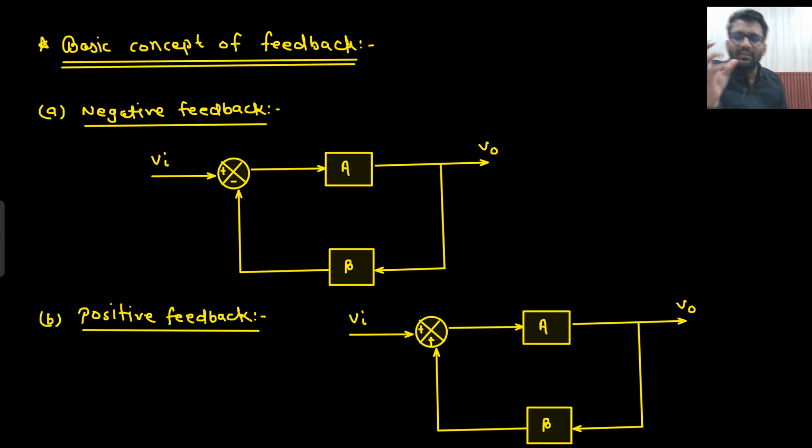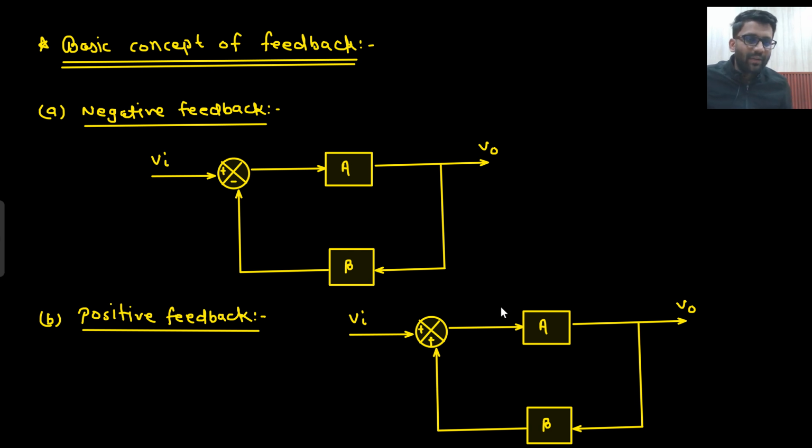But first let's see the basic concept of feedback. So what do you mean by negative feedback? What do you mean by positive feedback? In negative feedback, what happens? Output is multiplied with a particular factor and it is coming back towards the input side. But it will be subtracted from the input, negative sign. Here the output will be multiplied with a particular factor, but this will be added with the input, right?